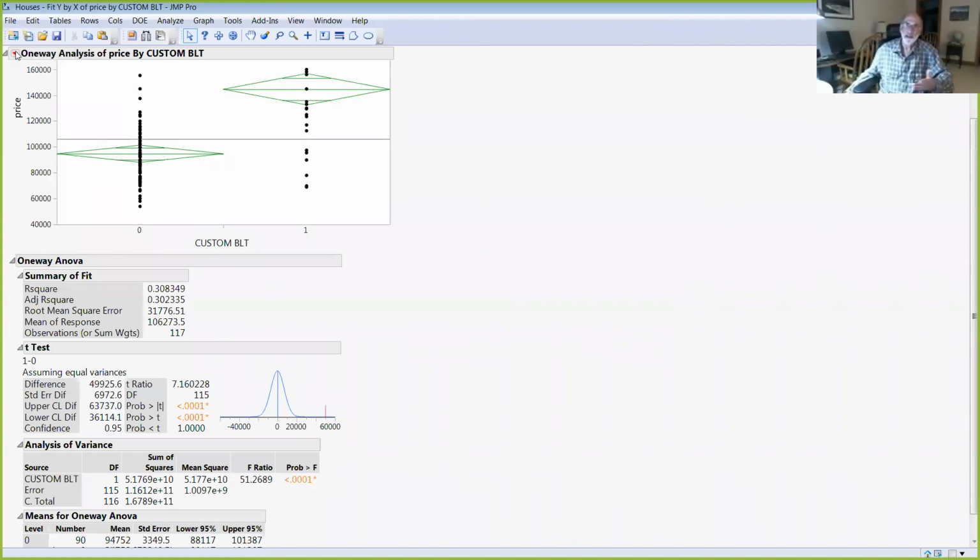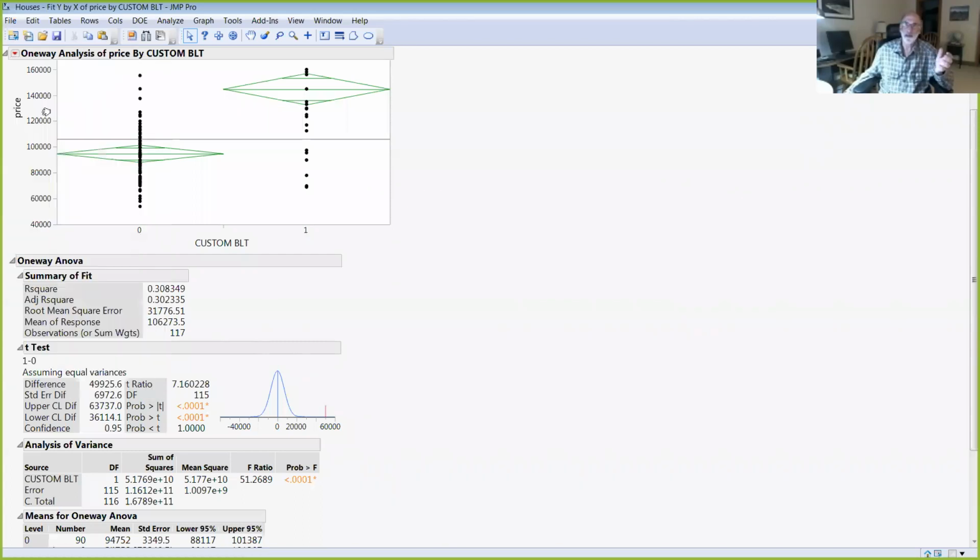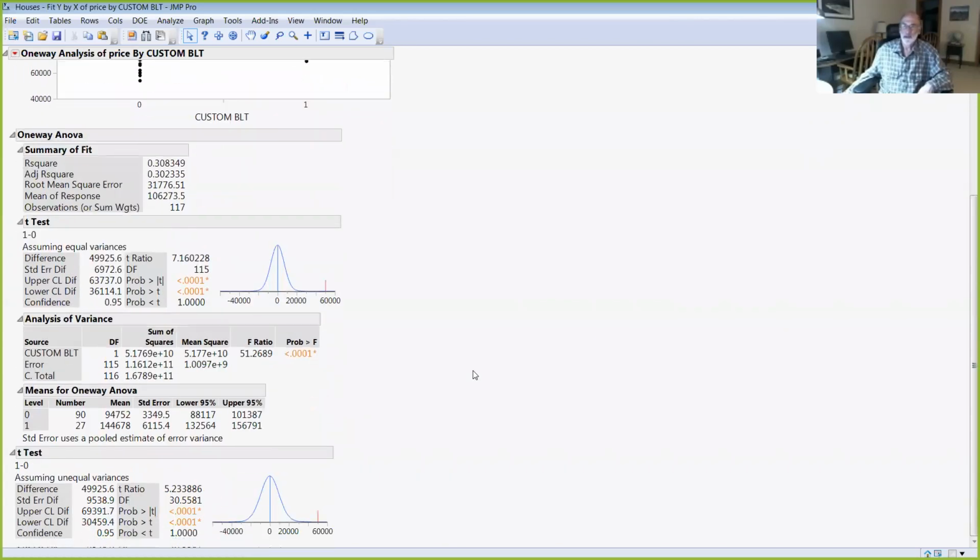You can actually do that test. You can ask for the unpooled t-test. The t-test does not pool together the two samples. It treats them as separate. And when you do the t-test down here, it says assuming unequal variances. And instead of being 7.16 standard deviations away from zero, we're only 5.2 standard deviations away from zero. The p-value is just as small as before.